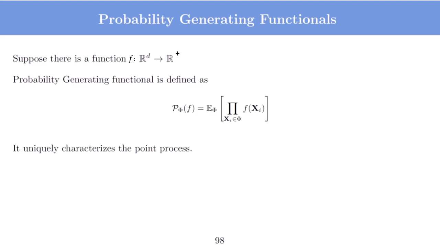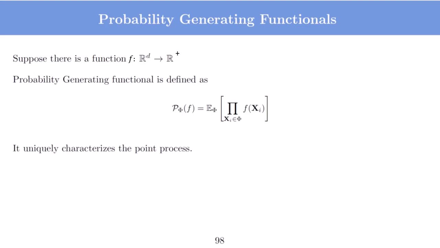Now we will discuss some of the functionals for point processes. First is the probability generating functional. Let there be a function f from R^d to R. So it takes a location and gives a real number. And let's assume this is a positive number. Then the probability generating functional is defined as: you go to each point and compute the value of the function at that point, then you multiply this value over every point, and then you compute the expectation of it. That is known as the probability generating functional.